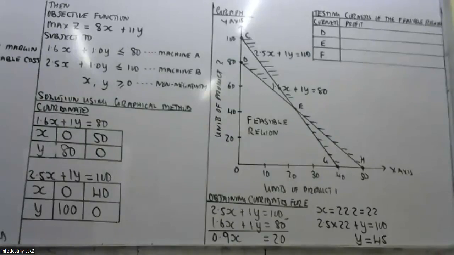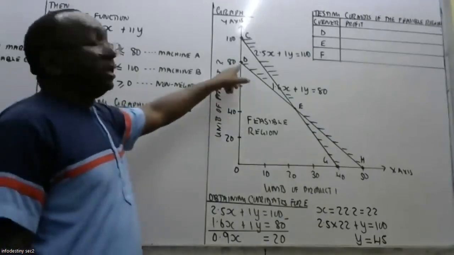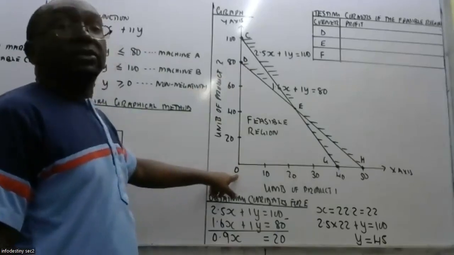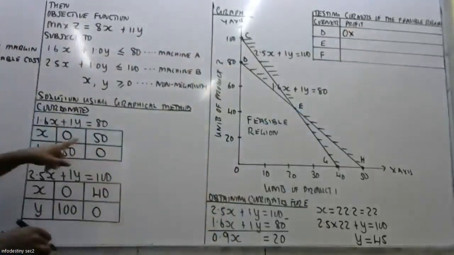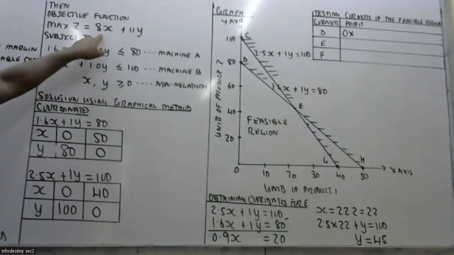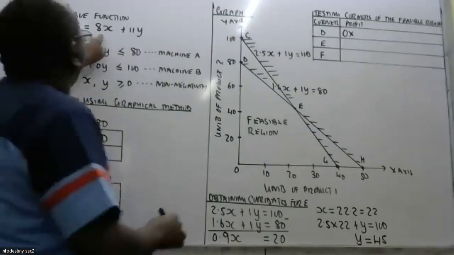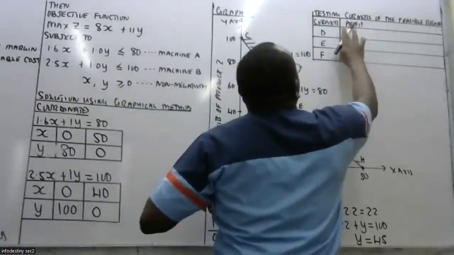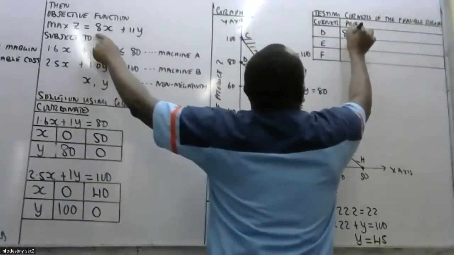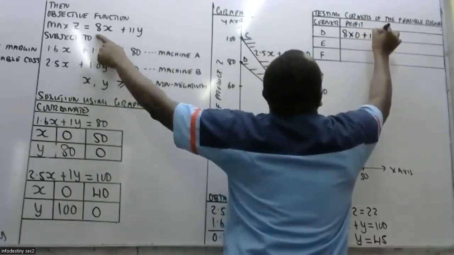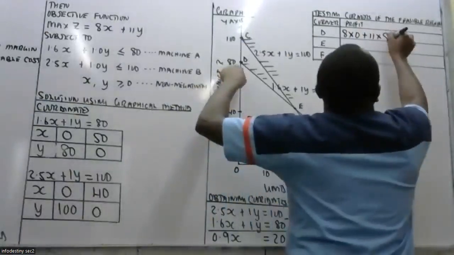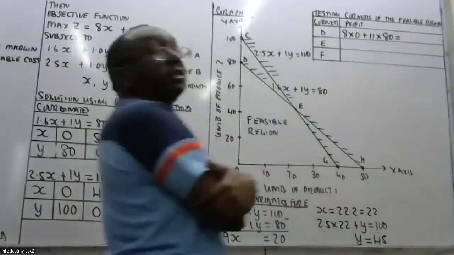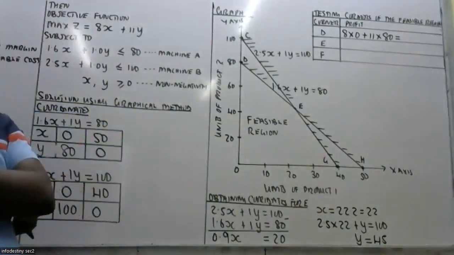So for corner D, the coordinates of corner D, x is 0. Now that 0 you multiply by the profit. We put it in this equation, let me put it this way so that you are able to easily connect: 8 times 0 plus 11 times, at corner D, y is what? 80. So do that. 880.